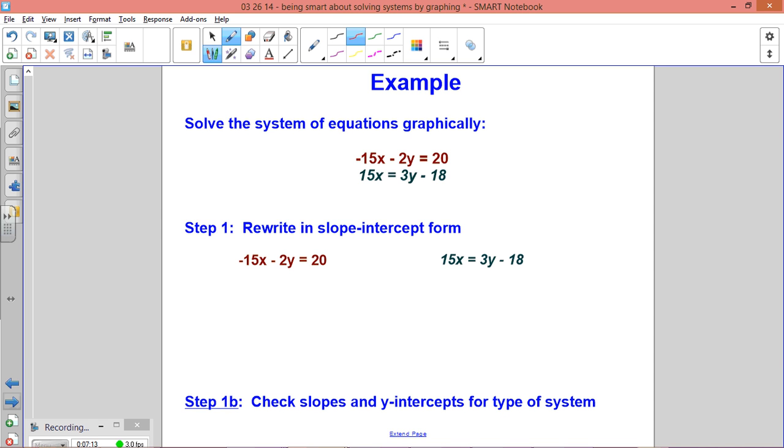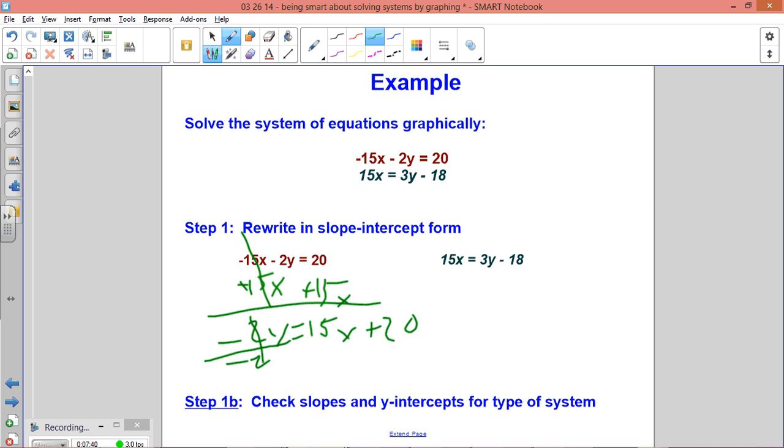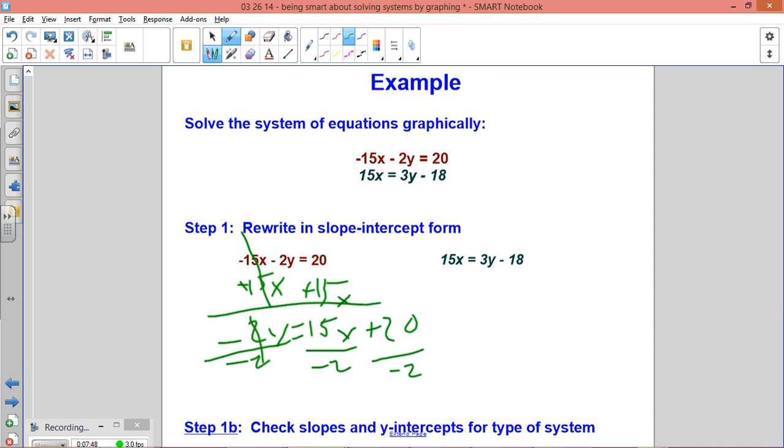I have these two equations, -15x minus 2y equals 20, and 15x equals 3y minus 18. Now I want to solve each of these for y, and then do step 1b. Look what happens. Plus 15x, plus 15x. So I have -2y equals 15x plus 20, and then I'm going to divide everything by -2. Divide by -2, divide by -2. And so this is going to be y equals -15 over 2, x minus 10.